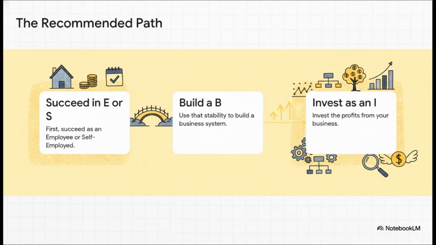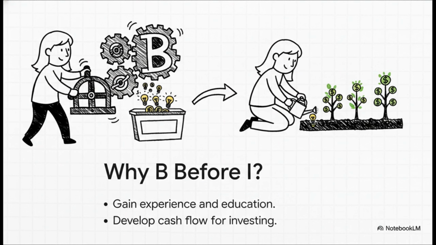The advice is not to quit your job tomorrow. No way. The idea is to first get really good on the left side. Use the stability of your employee or self-employed income to build a real business system, a B quadrant business. Then, once that business is churning out cash, you use that profit to become an investor in the I quadrant. So why this order? Why build a business before you start investing heavily?